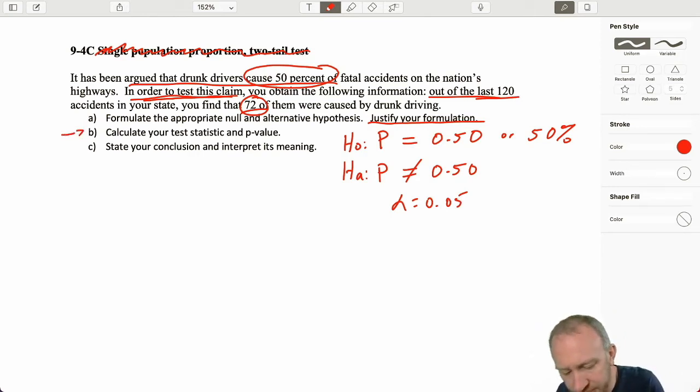Next step is our test statistic. It's the same process as all of the other tests that we've done. We're doing a test on proportions. I'm going to use the Z distribution.